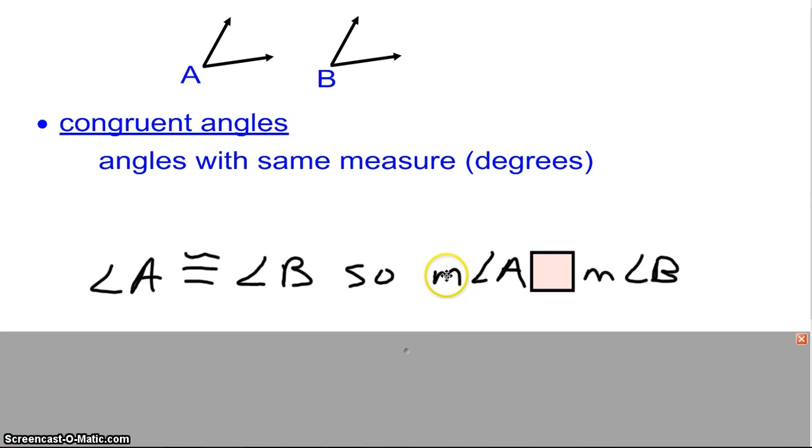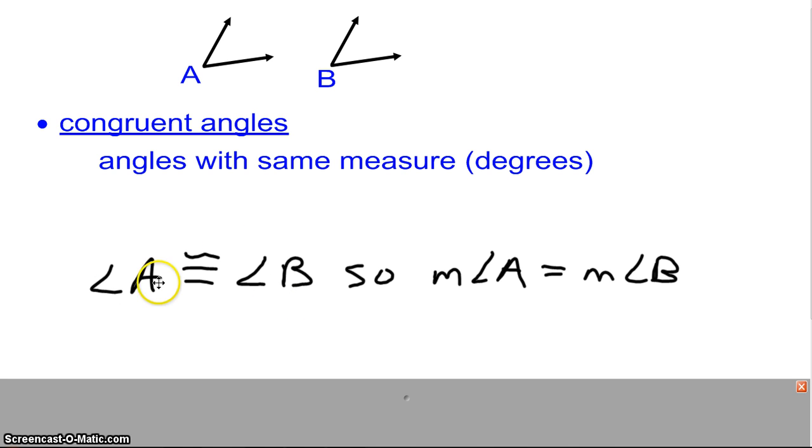So now this notation is a little interesting. We have a little m in front of angle A. What is that short for? It's short for a word. Bella? Measure. Good. The measure of angle A, which would be a number, right? The measure of angle A, how is it related to the measure of angle B? It would be the same, which is not the same as congruent. It is equal. So we use the equal sign here. Okay? So if two angles are congruent, they have the same shape, then guess what? Their measures are equal. The measure of their degrees is equal. That's what these mean. Okay?